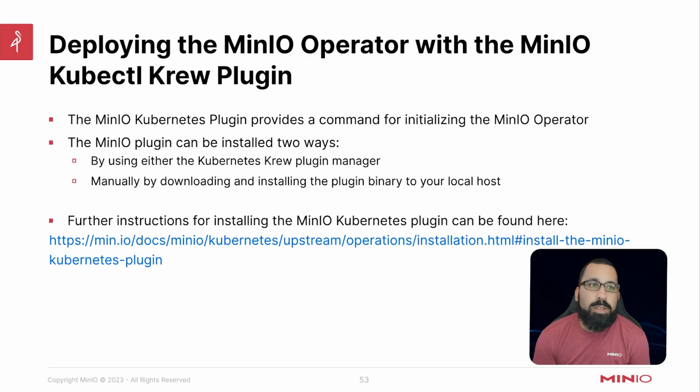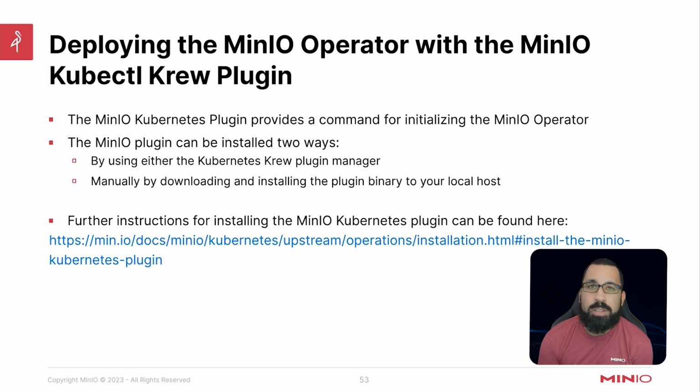Kubernetes cluster. So the MinIO Kubernetes plugin provides a command line for initializing the MinIO operator, and this is based off kubectl and a package manager called Krew. Krew with a K because everything in Kubernetes starts with a K. The MinIO plugin can be installed two ways. You can either use the Kubernetes Krew plugin manager, as I just said, or you can manually download it and install the plugin binary to your local machine.